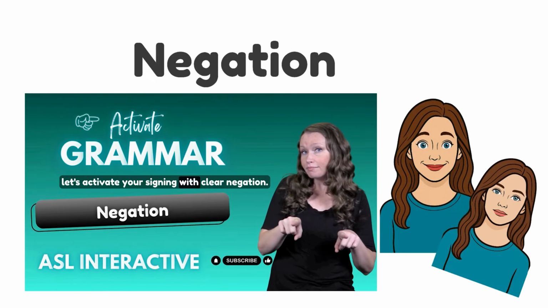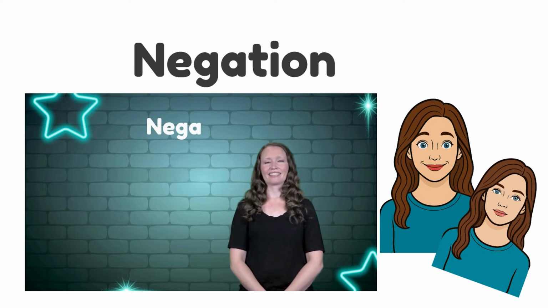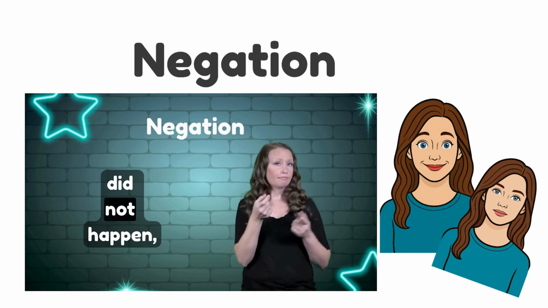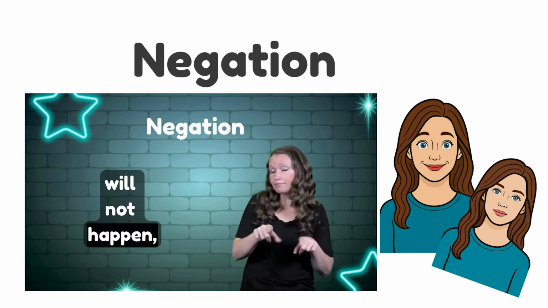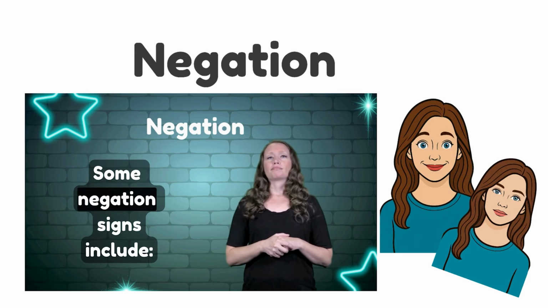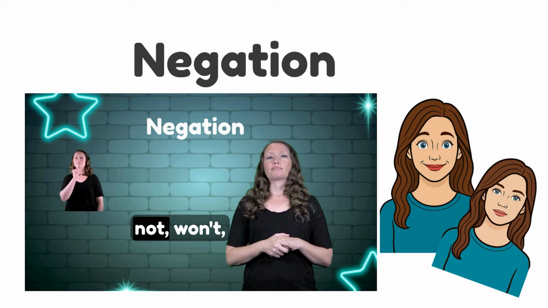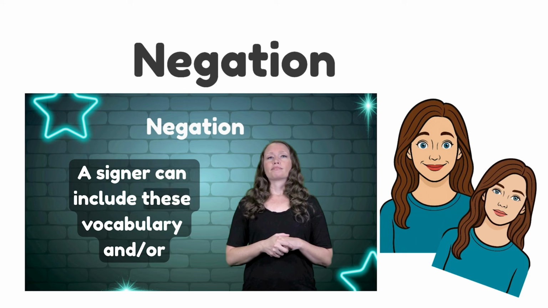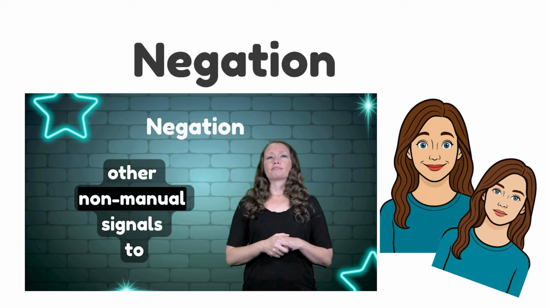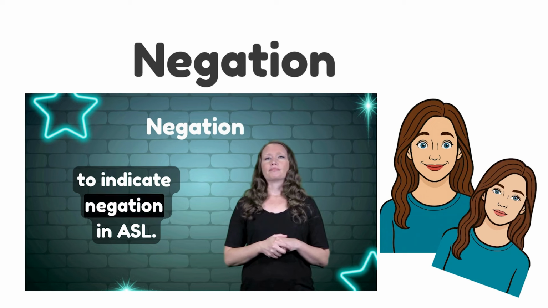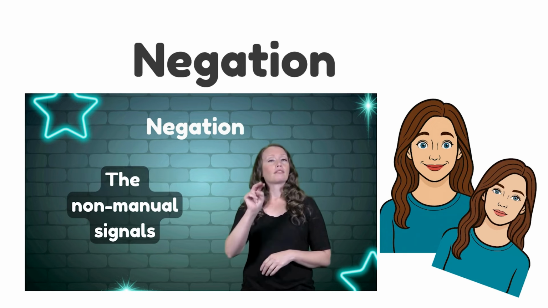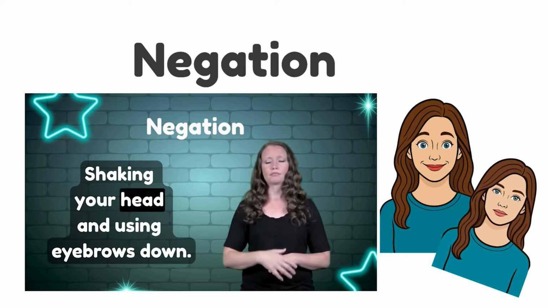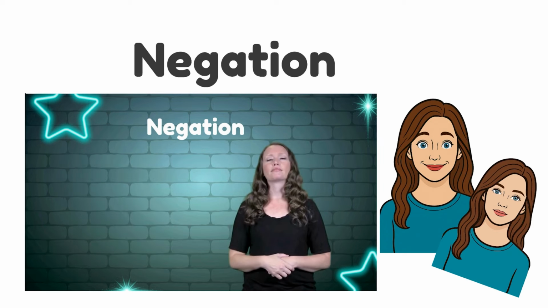Lastly, let's activate your signing with clear negation. Negation is a way to indicate that something is not true, did not happen, will not happen, and so forth. Some negation signs include not, won't, and not yet. A signer can include these vocabulary and/or other non-manual signals to indicate negation in ASL. The non-manual signals for negation include shaking your head and using eyebrows down.